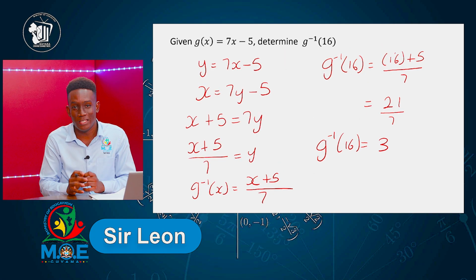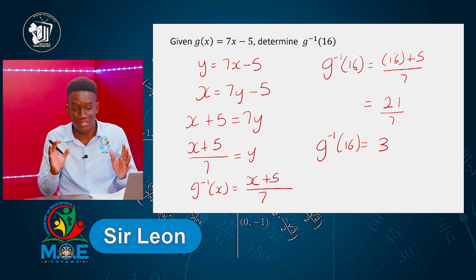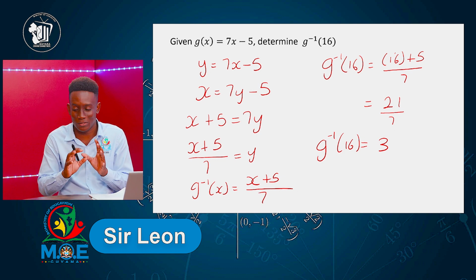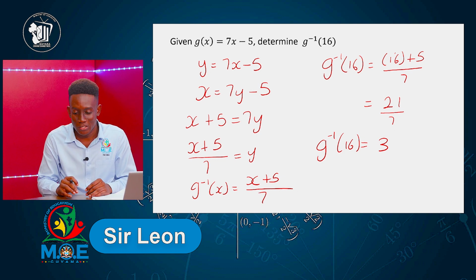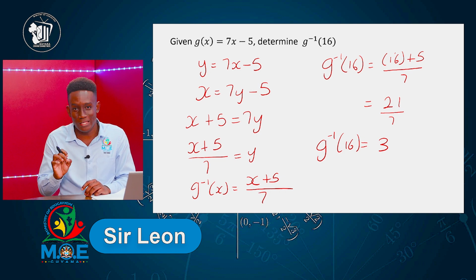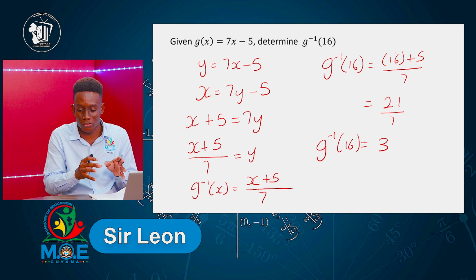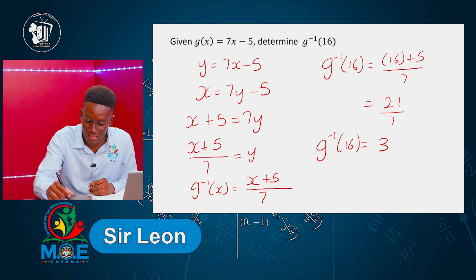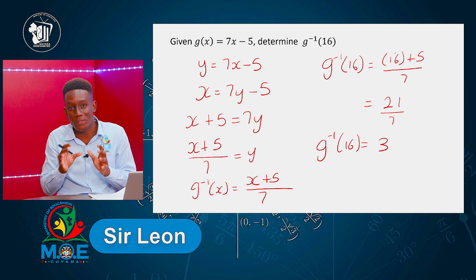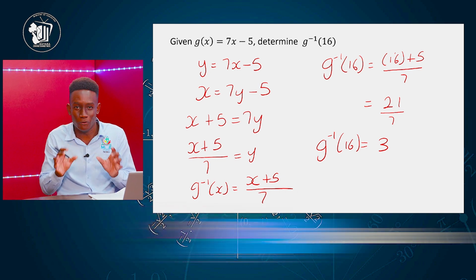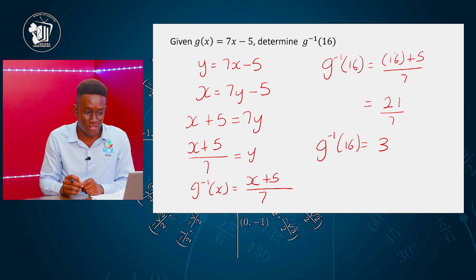And that is how we find the inverse of a function at a certain point, or by substituting a number. So before we can substitute any number in the inverse function, we must first find that inverse function. We cannot substitute the 16 in g of x. We must find the inverse of g of x, and then we take that inverse function and we substitute the 16.